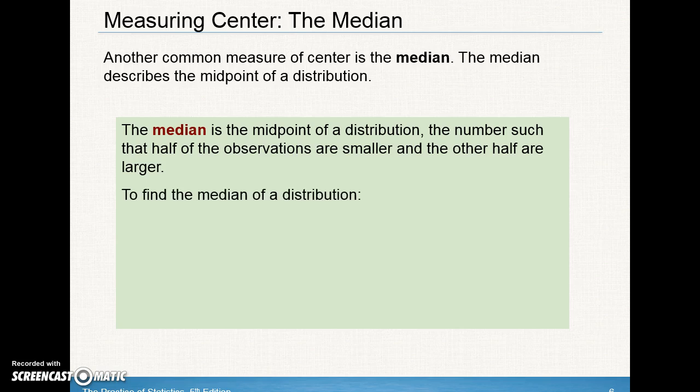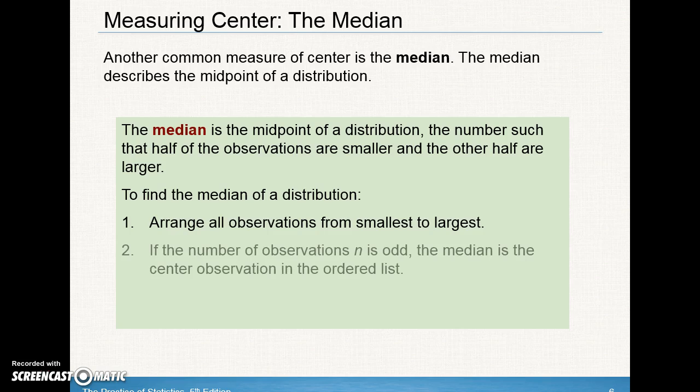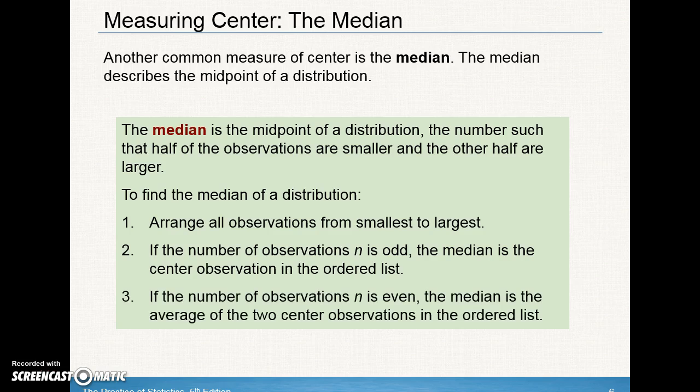Okay, so to find the median, arrange them from smallest to largest. If the number of observations is odd, the median is the center number. If the number is even, then the median is the average of the two center numbers. Hopefully in class we're going to take a look at each of these different possibilities so that you can see the difference in how to calculate one versus the other.